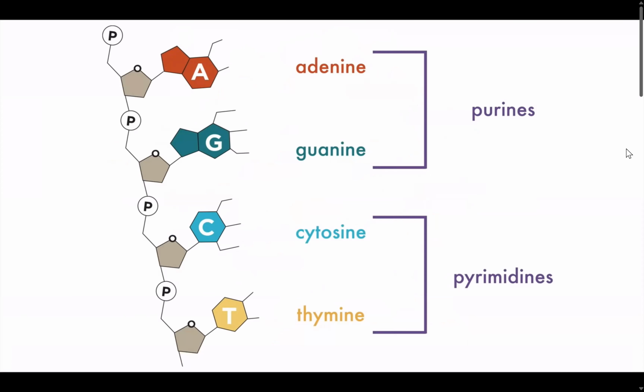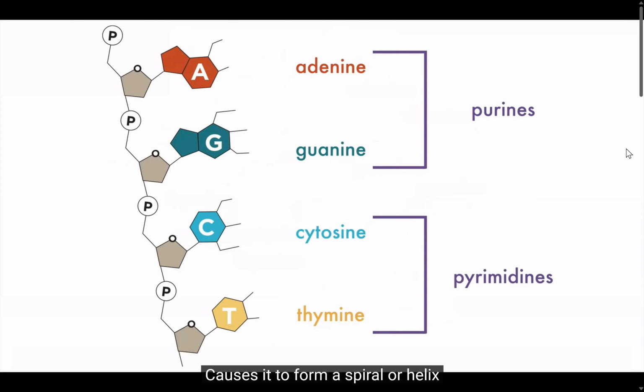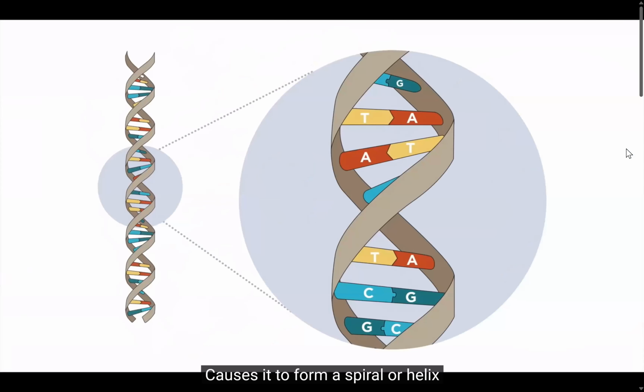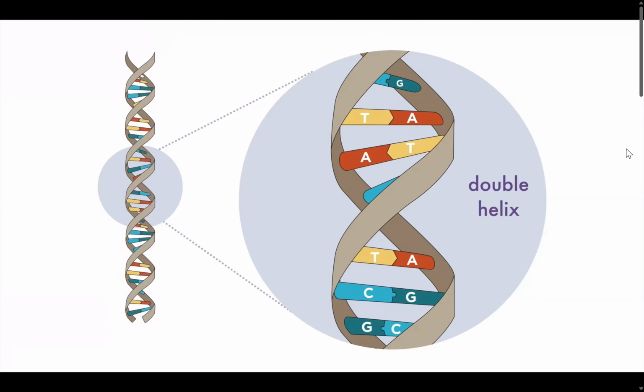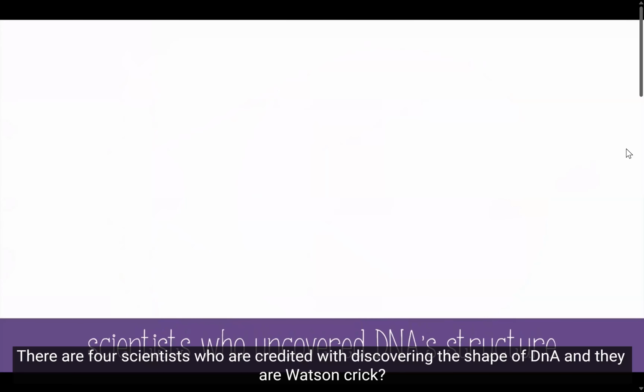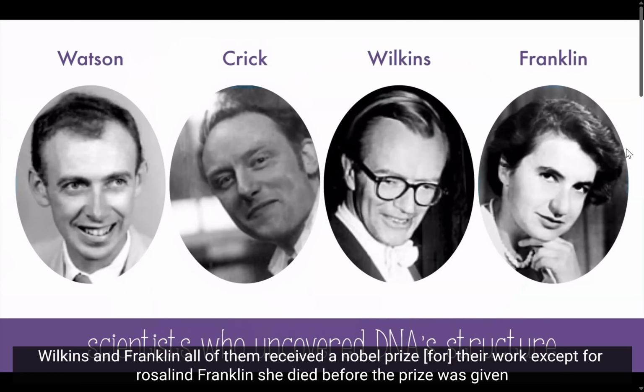A purine always pairs with a pyrimidine, and the slanted shape of the DNA molecule causes it to form a spiral or helix. Because DNA is double-stranded, we use the phrase double helix to describe its structure. There are 4 scientists who are credited with discovering the shape of DNA, and they are Watson, Crick, Wilkins, and Franklin. All of them received a Nobel Prize for their work, except for Rosalind Franklin. She died before the prize was given.